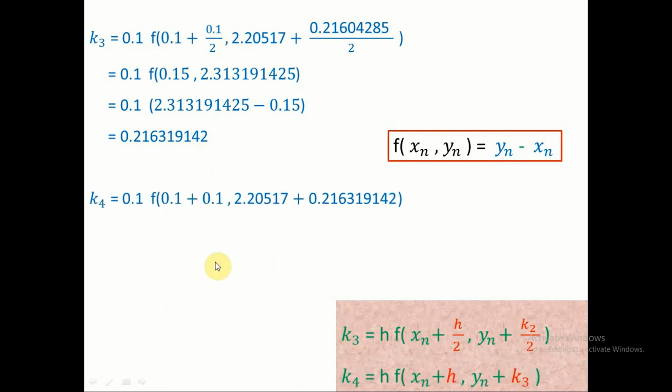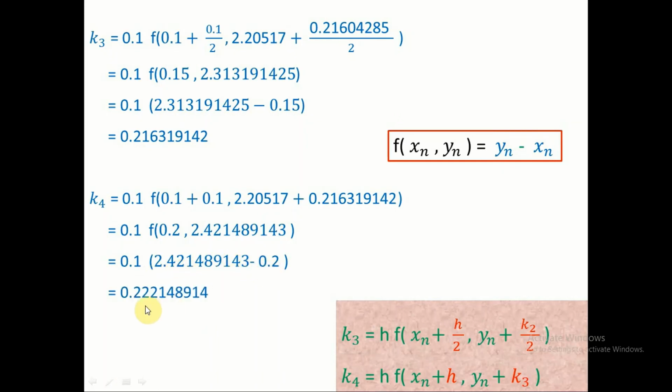Using this formula, we get 0.1 into f of 0.1 plus 0.1, comma 2.20517 plus 0.2163191442. That is equal to 0.1 into f of 0.2, comma 2.4214891143. Substituting x n equal to 0.2 and y n equal to this value in this equation, we get 0.1 into 2.4214891143 minus 0.2.